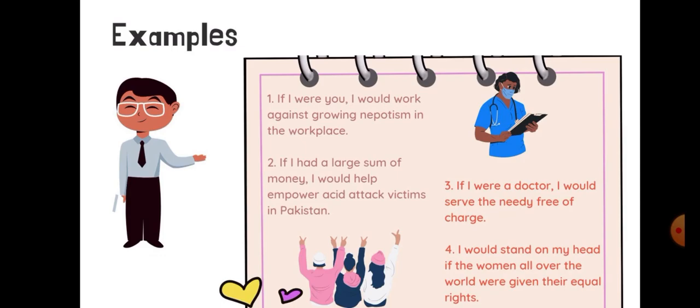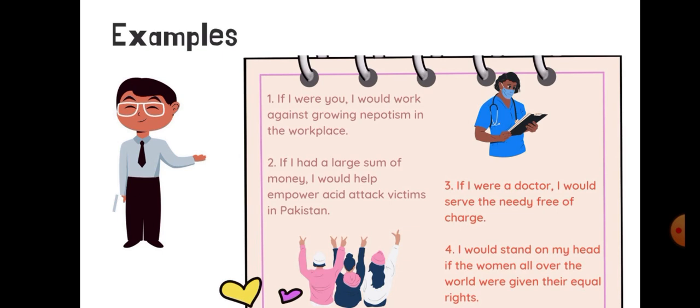Here are the examples of second conditionals. If I were you, I would work against growing nepotism in the workplace. Secondly, if I had a large sum of money, I would help empower acid attack victims in Pakistan. In these sentences, we are talking about something that is not actually happening in the present. I am not the person, or I don't have enough money to help the acid attack victims. But I would like to, and it is something that is not going to happen or has a lesser probability of happening in the future.